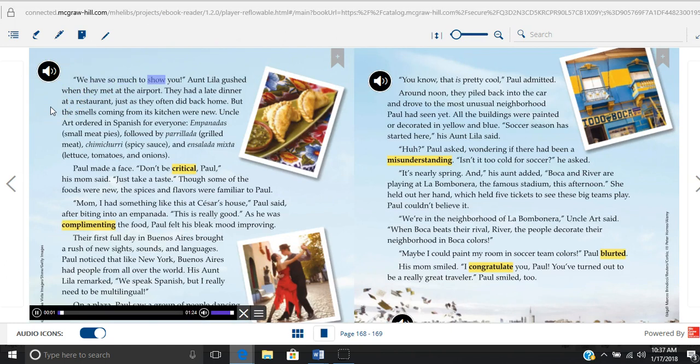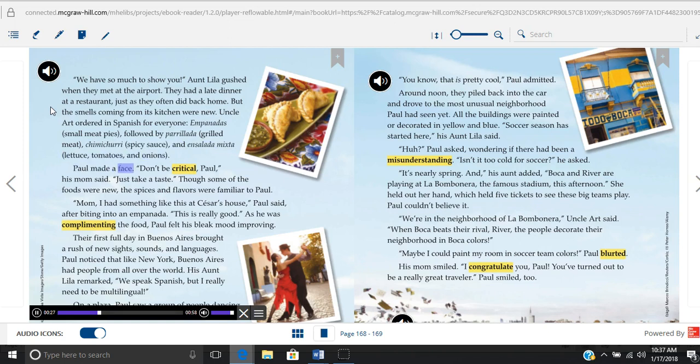"We have so much to show you," Aunt Lila gushed when they met at the airport. They had a late dinner at a restaurant, just as they often did back home, but the smells coming from its kitchen were new. Uncle Art ordered in Spanish for everyone: empanadas, small meat pies, followed by parrillada, grilled meat, chimichurri, spicy sauce, and ensalada mixta, lettuce, tomatoes, and onions.